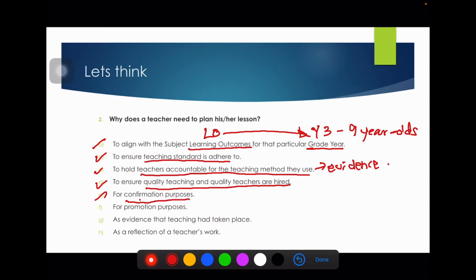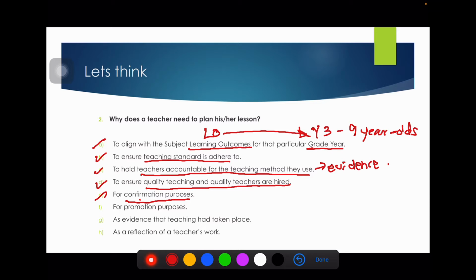Next, for confirmation purposes. This is when you are already a teacher and you need to be confirmed as a full-time staff. You start as a probationary teacher, which could be 6 months or a year. Sometimes, if you are not that good, they might want to extend to 2 years of probation. But sometimes the school will ask you to leave and find another school to teach.